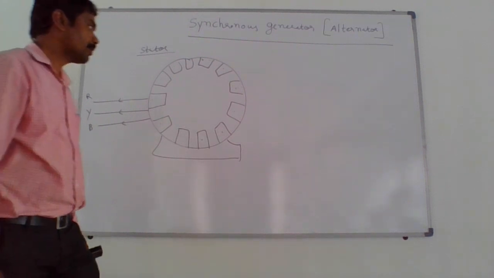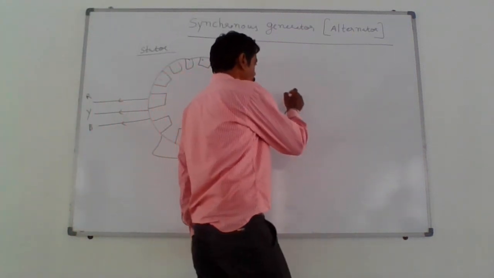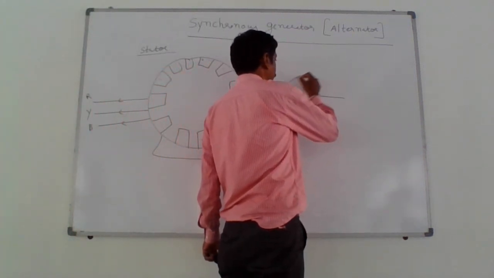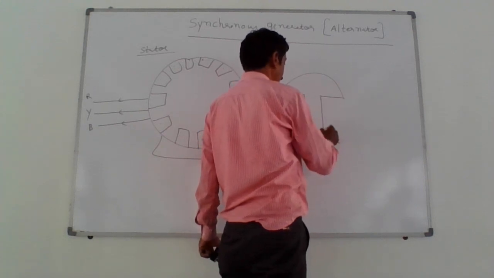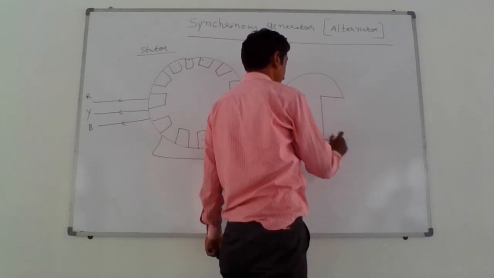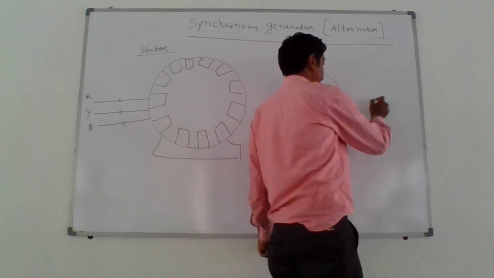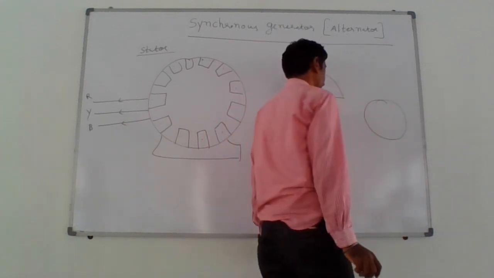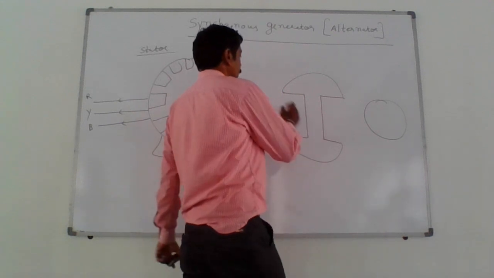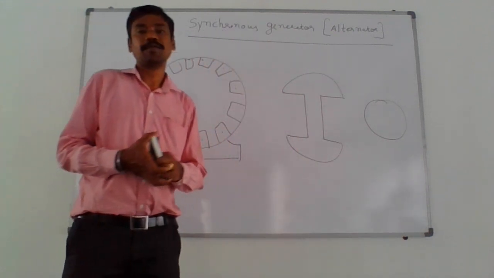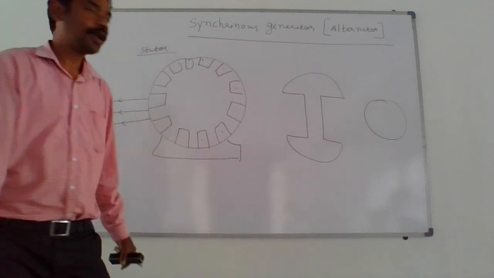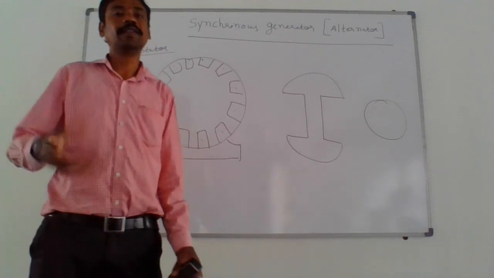And the second part of the synchronous machine is the rotor. This is called the rotor. Rotors are of two types. One is the salient pole type and the other one is the cylindrical type. Right? So there are two types of rotors, two types of synchronous machine. One is salient pole type and one is cylindrical.